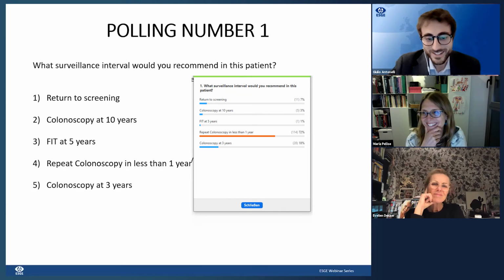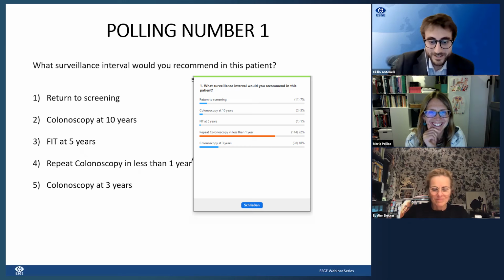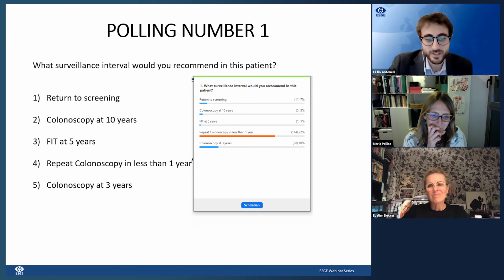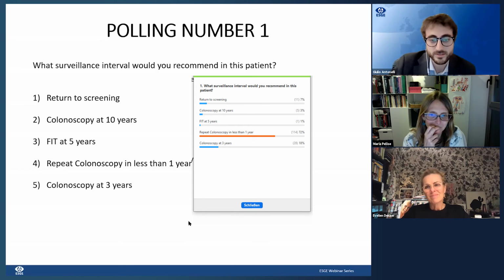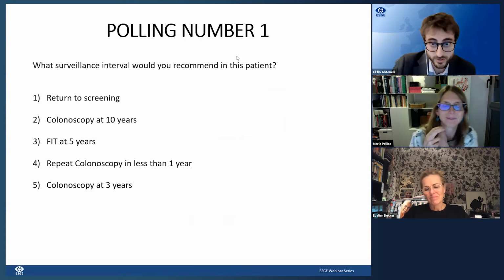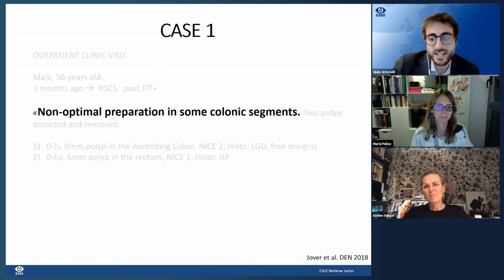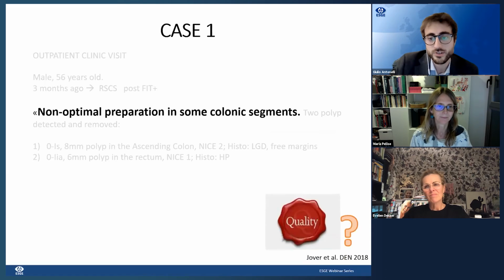Wow. Excellent. So the small hint maybe helped, but we see that most of our attendants think we have to repeat colonoscopy in less than 1 year. And I think they are right, because if we go and have another look at the report, we see that there was this vague description of the bowel prep. And so is this actually a baseline high quality colonoscopy?